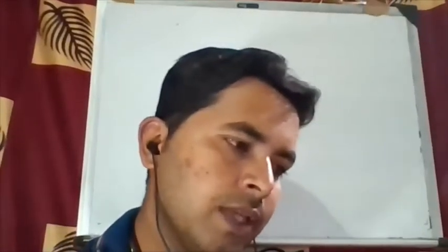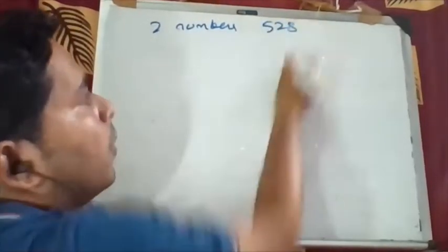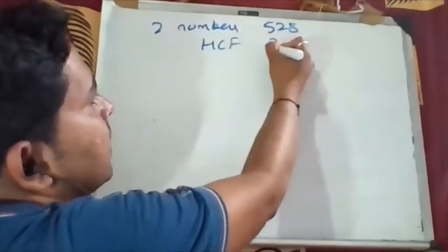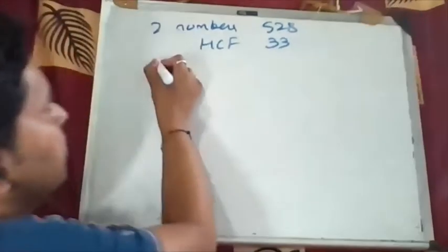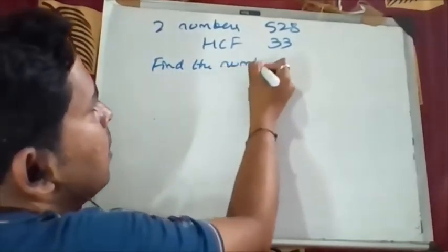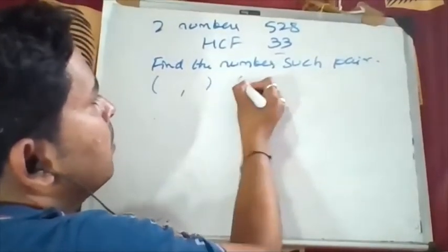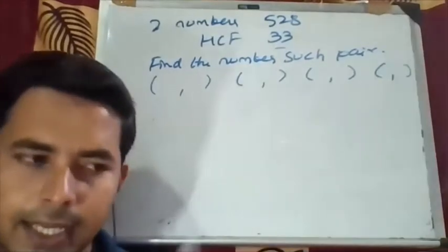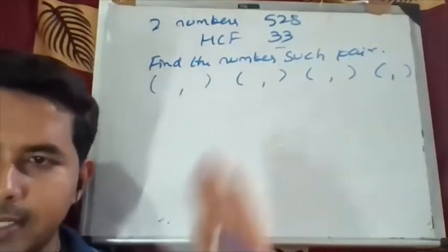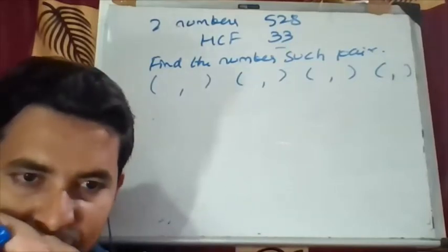Okay, so the next question is the same thing. We have to add two numbers. If you add two numbers, you will get 528, and their HCF is 33. Then find the number of such pairs. Find the number of such pairs means you find the numbers, and their pairs: here two numbers will come, here two numbers, here two numbers, and you have to find how many pairs are formed. Just try this. It is the same as the previous one, but instead of two pairs, more pairs will come. Find those pairs. Try it once.